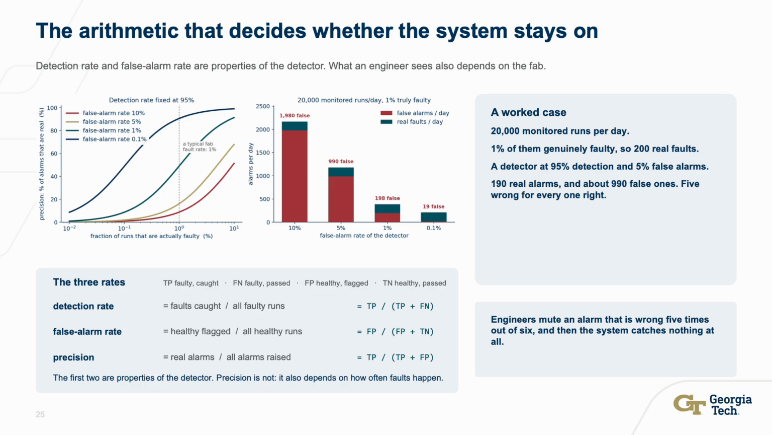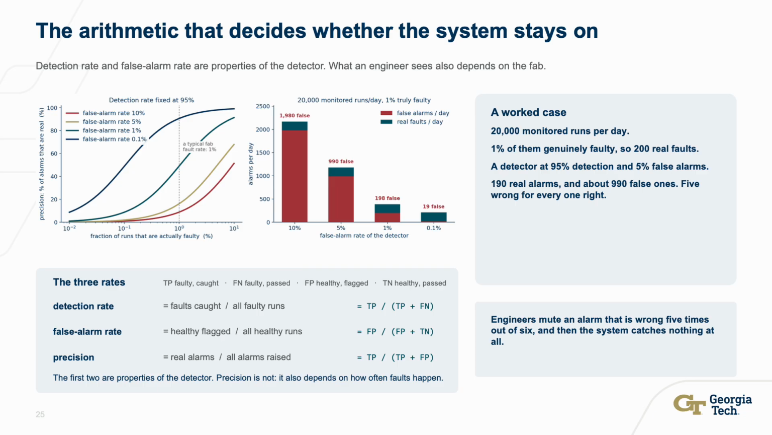Work the arithmetic. 20,000 monitored runs a day. 1% genuinely faulty, so 200 real faults. A detector at 95% detection and 5% false alarms, which sounds very respectable. Real alarms, 95% of 200, so about 190. False alarms, 5% of 19,800 good ones, so about 990. So the engineer sees roughly 5 wrong alarms for every one that is right. The quantity that matters here is precision, the fraction of alarms that are real, and it is about 16%.